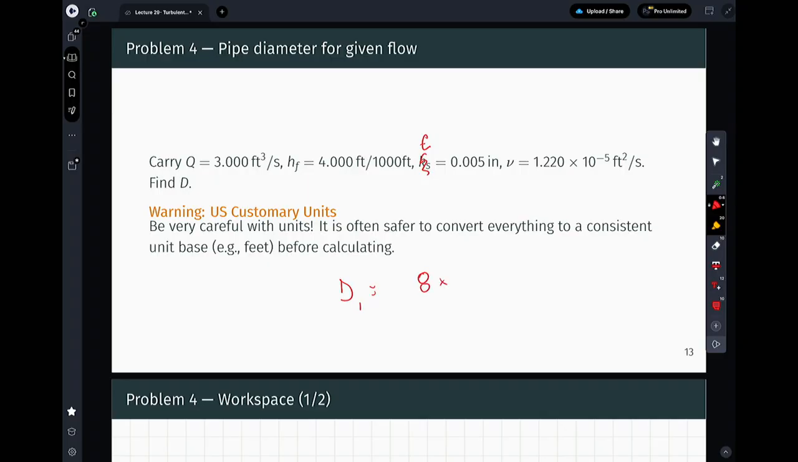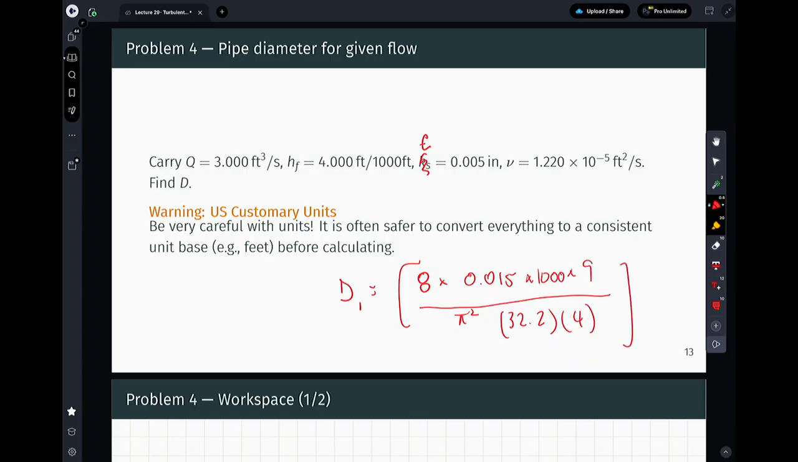So you go 8 times 0.15, and I kind of regret I didn't rewrite the equations here, but I have them at the end. 1,000 times 9 pi squared, 32.2, 4, 0.968 feet.